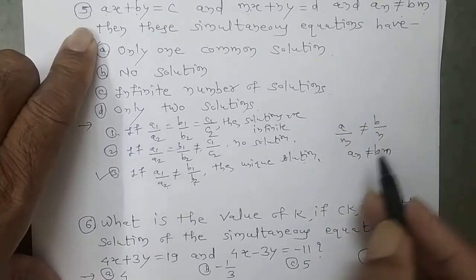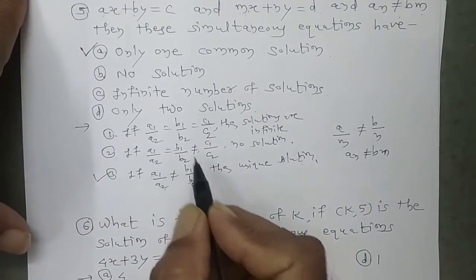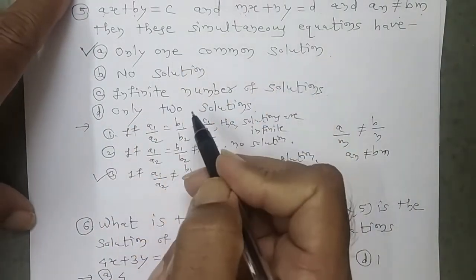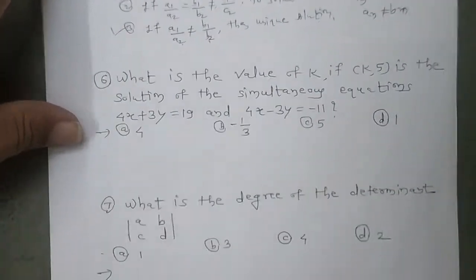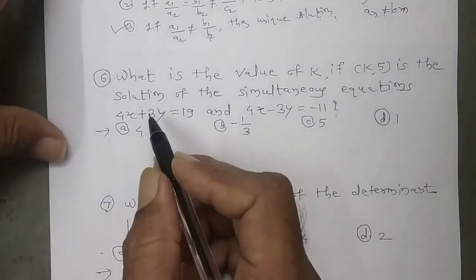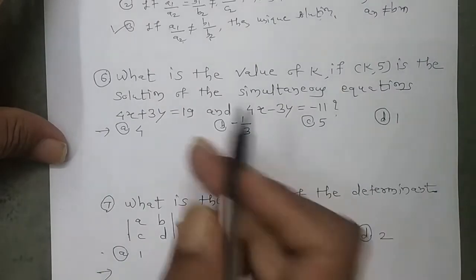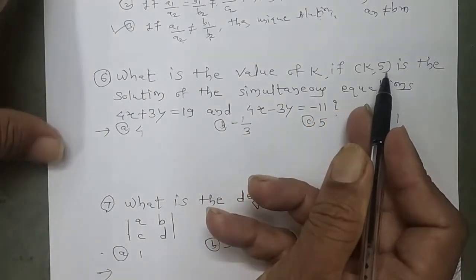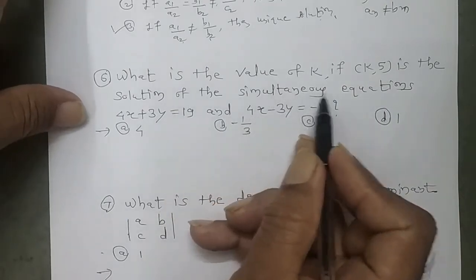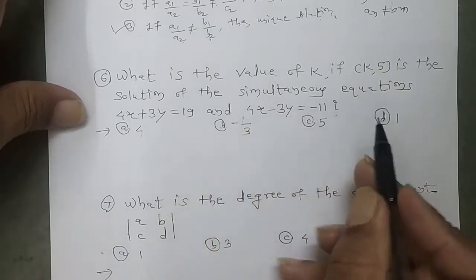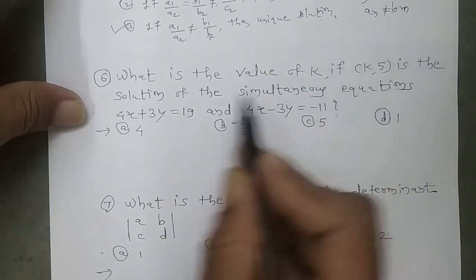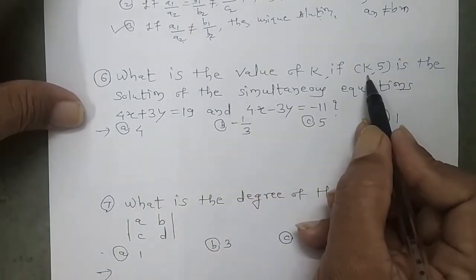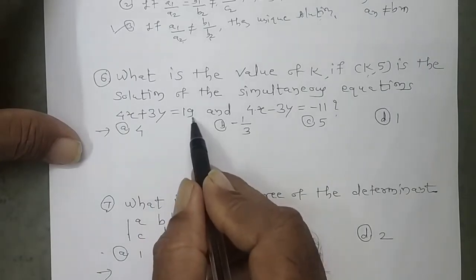This condition. Therefore it has a unique solution, that is one and only one solution. Number 6, what is the value of k if k, 5 is the solution of simultaneous equations? Now k, 5 is the solution of these two equations, means this satisfies these equations.